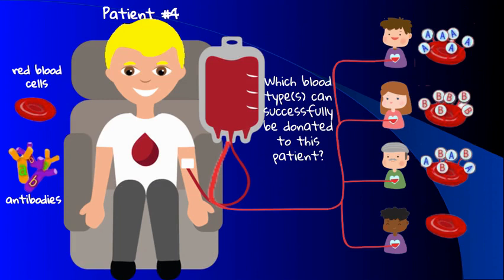And patient number 4. Patient number 4's red blood cells don't have any antigens. That means patient number 4 has type O blood. And he has both antibodies ready to protect. So which blood types can successfully be donated to this patient?